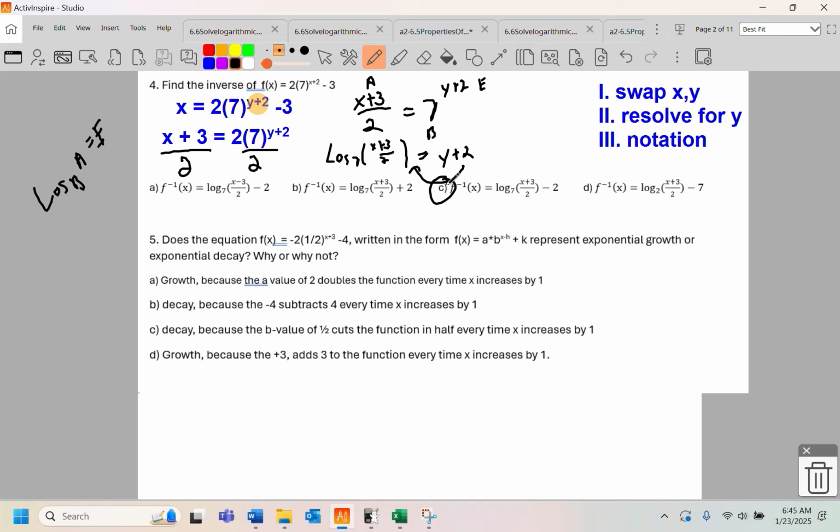Looks good to me. 5 is the equation blah, blah, blah, represent exponential growth or decay. This is less than 1, so it is decay.